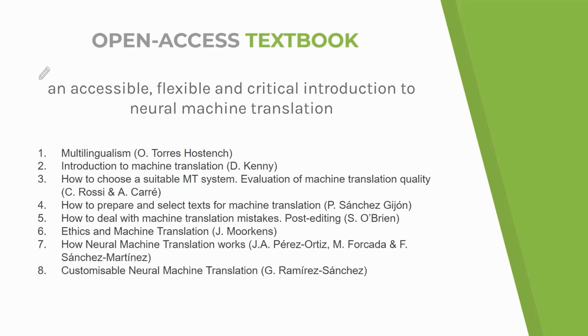chapters that would help you to actually implement machine translation in a more sophisticated or informed way than before. So we have chapters on how to choose the right MT system for you. And this is, of course, based on the evaluation of machine translation quality, amongst other things. We also have a chapter on preparing texts for machine translation, which is an interesting topic, given that when the technologies change, what helps the technology may also change. And that chapter is by Pilar Sanchez-Gijon.